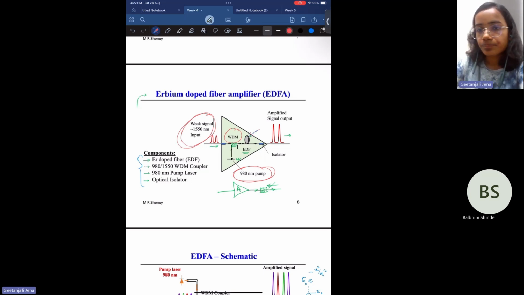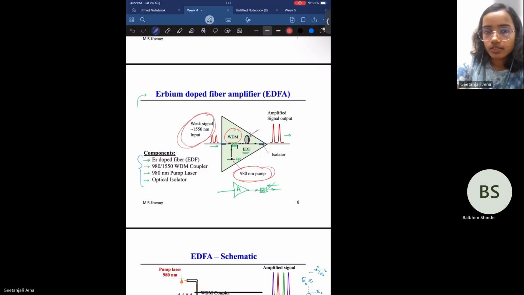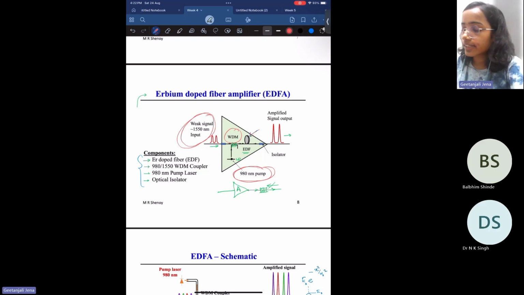And there is an isolator. The normal function of the isolator is to minimize the back reflection. So what does the isolator do? It only allows the wave to propagate in one direction and it blocks the other propagating wave. So it doesn't allow this wave, and it allows propagation only in one direction. In this way, we can minimize the noise in the system as well as any signal interference. So that's why you use an isolator in the system.